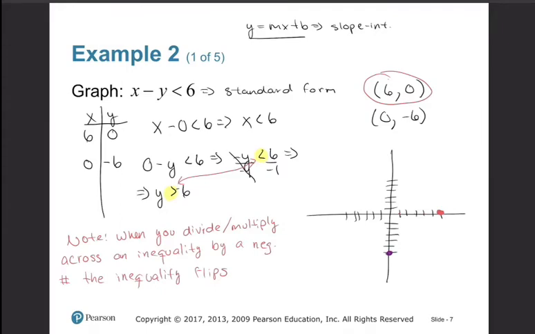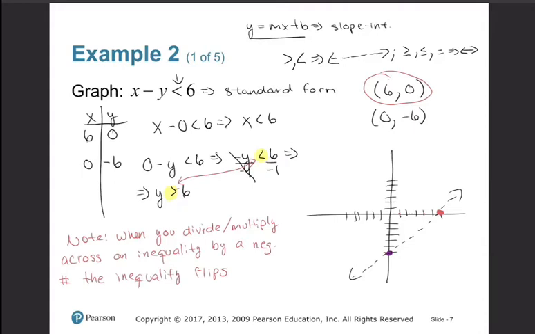Now we have to determine if this has a solid or dotted line. Well, we remember that when we have this, then we use a dotted line. When we have this, then we have a solid line. Since we have only less than right there, then we will have a dotted line. So our dotted line will look something like this. Okay? So we're halfway through with this problem.